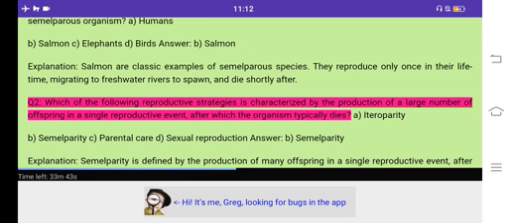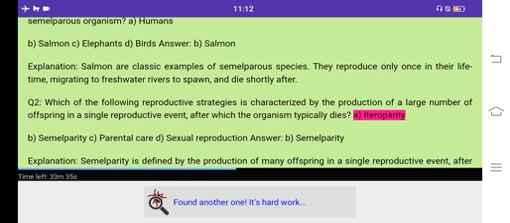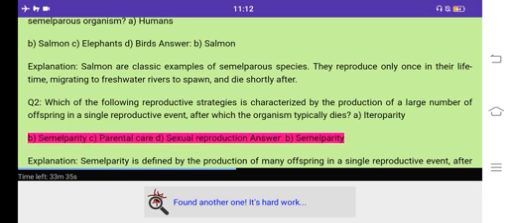Q2. Which of the following reproductive strategies is characterized by the production of a large number of offspring in a single reproductive event, after which the organism typically dies? A. Iteroparity. B. Semelparity. C. Parental care. D. Sexual reproduction. Answer: B. Semelparity.